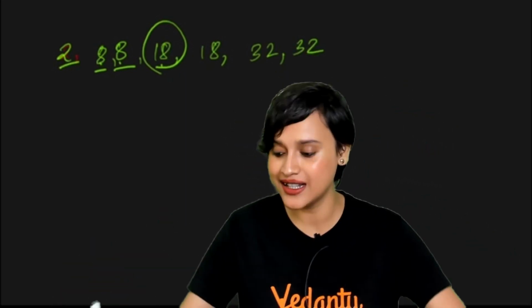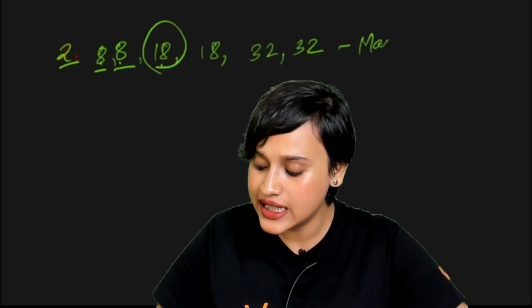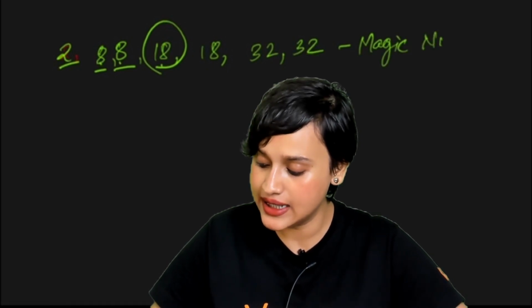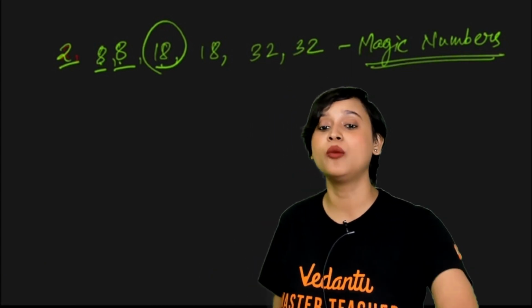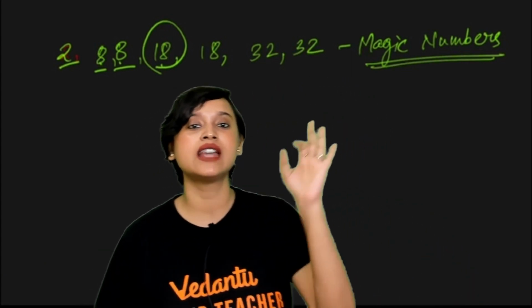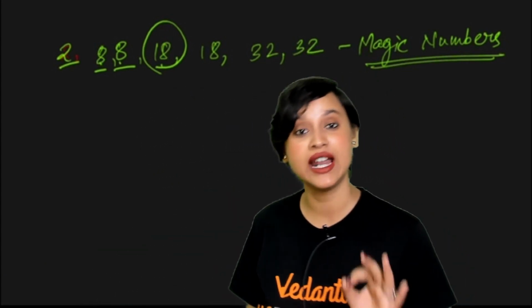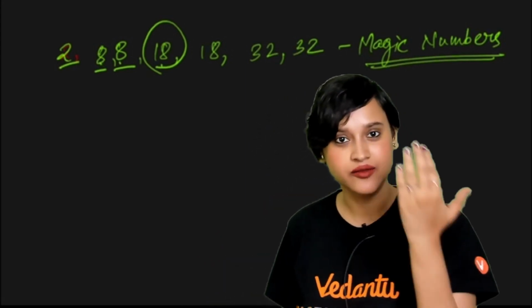Got it? So these are called magic numbers, and this is how you are going to calculate the atomic number of any element present in the periodic table very easily. This is one tip again for your JEE Mains.